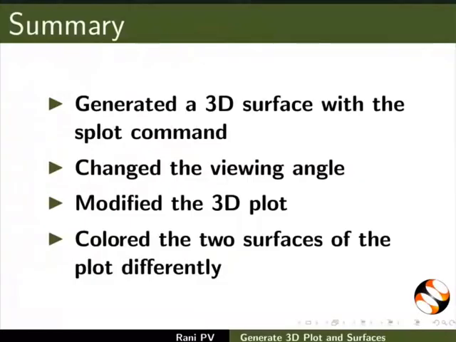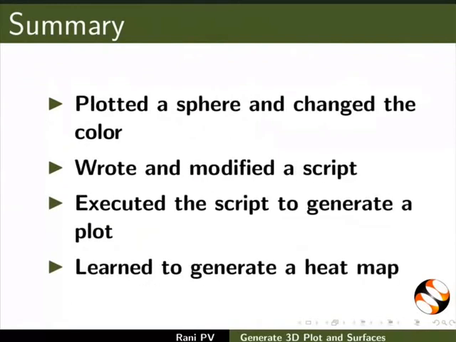To summarize, in this tutorial, we generated a 3D surface with the splot command, changed the viewing angle, modified the 3D plot, colored the two surfaces of the plot differently, plotted a sphere and changed the color, wrote and modified a script, executed the script to generate a plot, and learned to generate a heat map.